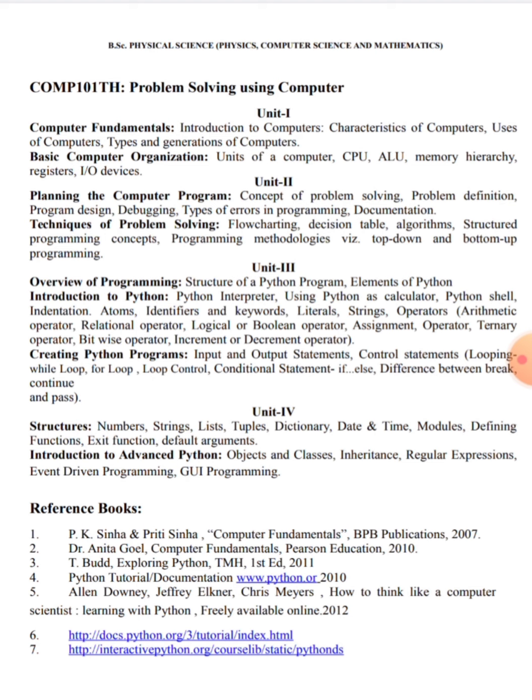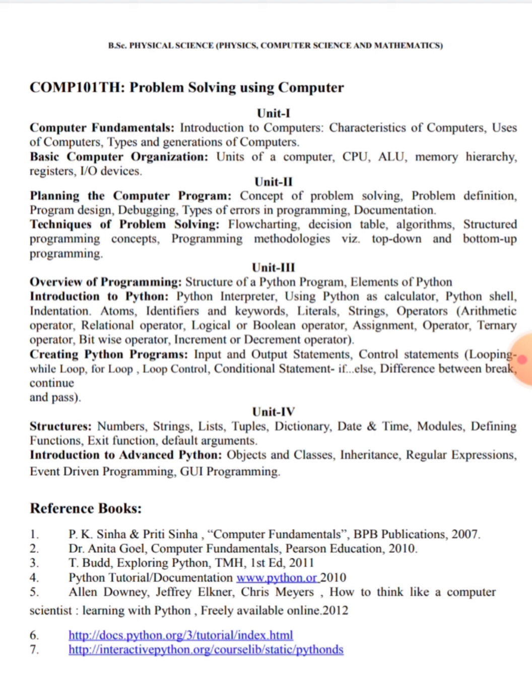Today in this video lecture, I am going to briefly discuss the detailed syllabus for the first core course from computer science. The first core course from computer science is Problem Solving Using Computer, with course code COMP101TH.